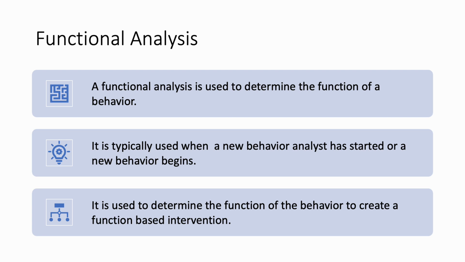A functional analysis is used to determine the function of a behavior. It's usually used when there is a new BCBA that wants to figure out the function of that child or that individual's behavior. It can also be used if someone is exhibiting a new behavior that they weren't exhibiting before.